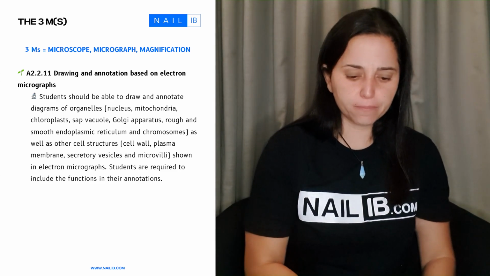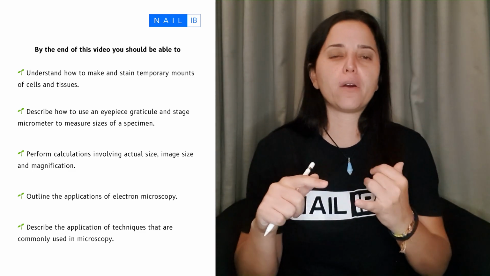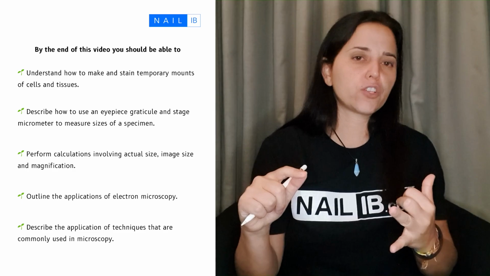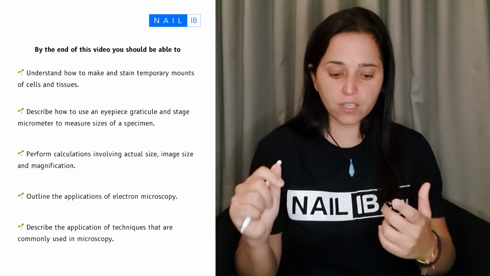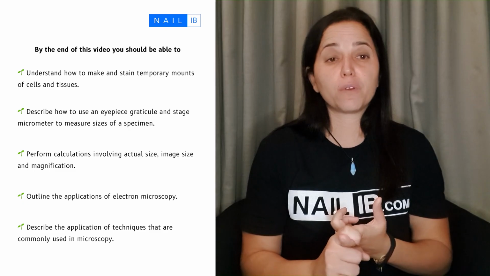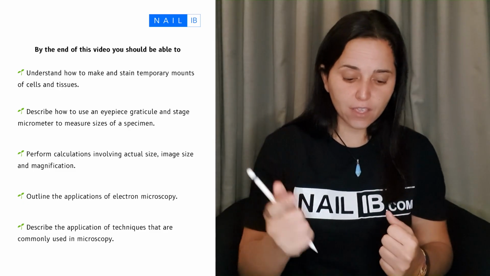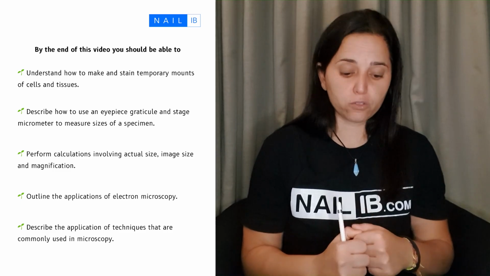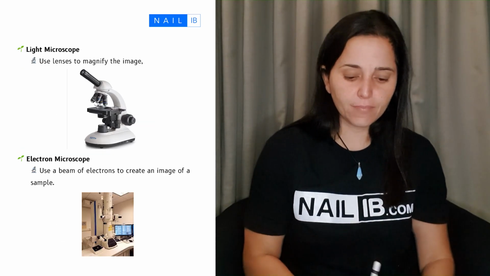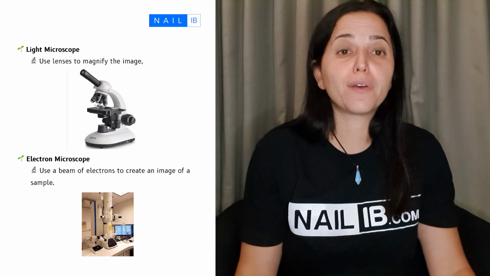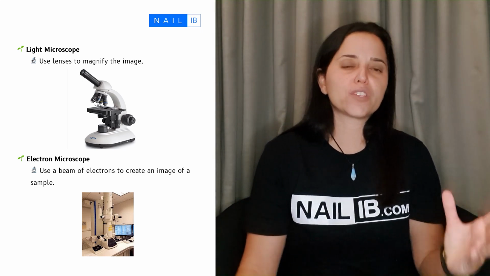So with that in mind, what are you going to see in this video? You're going to learn everything from staining the mounts. You're going to understand what the eyepiece graticule and stage micrometers are measuring. You're going to do some calculations with magnification, image size, and of course, actual size. You're going to see some applications of the electron microscope, as well as the techniques commonly used in microscopy. So to start, why not get you exposed to something that you probably see every time in high school, which is the light microscope.